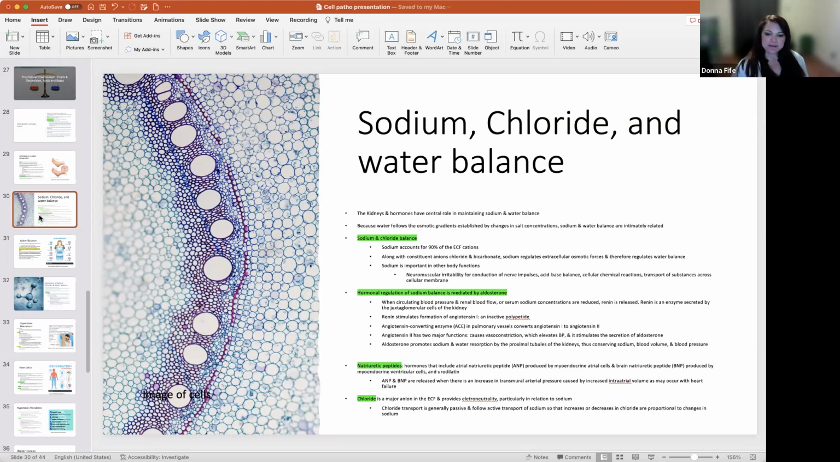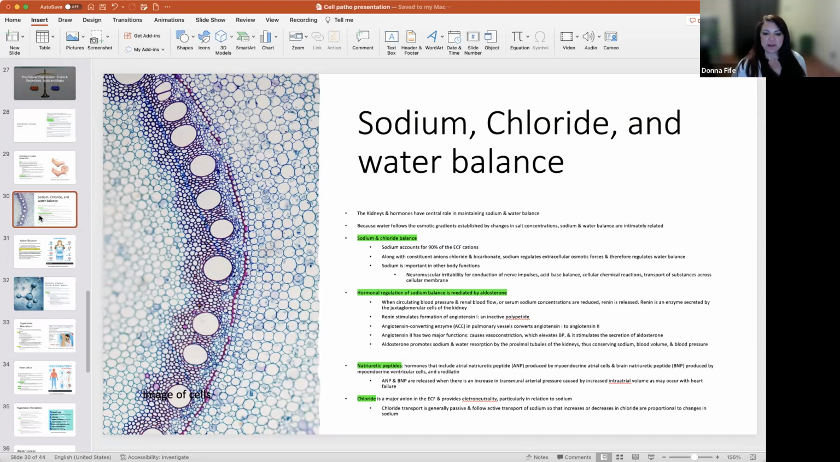Natriuretic peptides, these are hormones that include atrial natriuretic peptide, or ANP. This is produced by the myoendocrine atrial cells, and brain natriuretic peptide, which is BNP, produced by the myoendocrine ventricular cells, and urodilatin. ANP and BNP are released when there is an increase in transmural arterial pressure caused by an increased intraatrial volume, as may occur with heart failure.